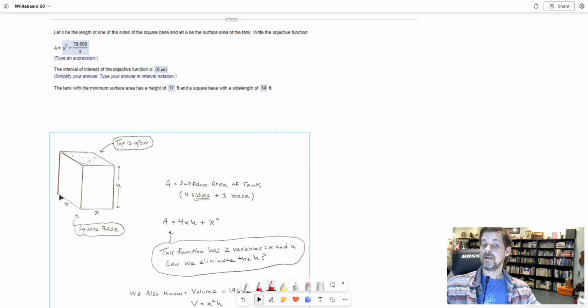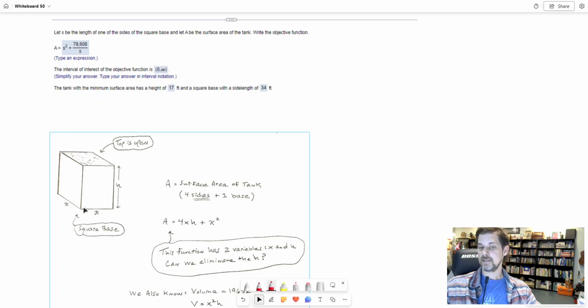And the area of this rectangle that makes up the left-hand side of the tank is x times h. But they're all like that. All four sides of this tank or box have an area of x times h. There's four of them, so 4 times x times h is the total area of the four sides.